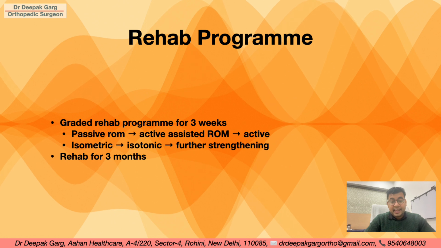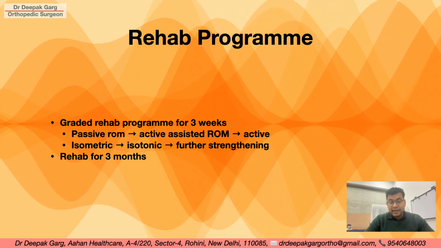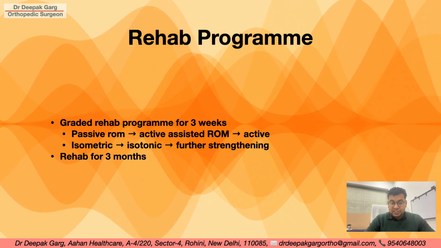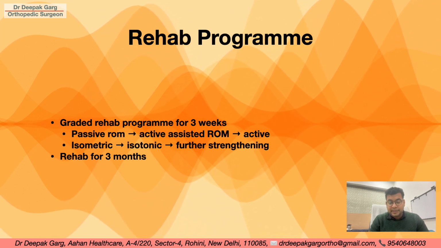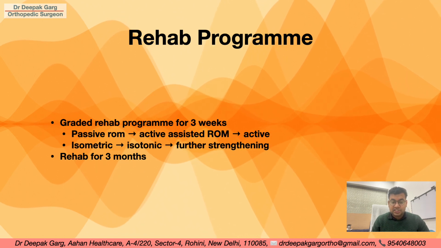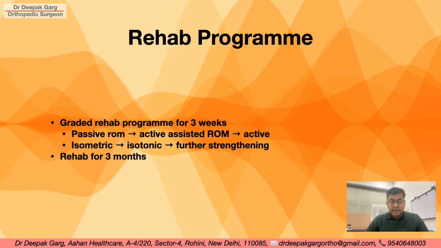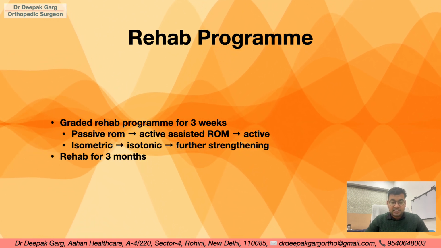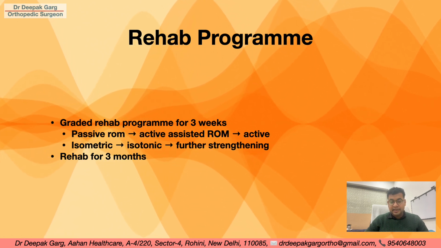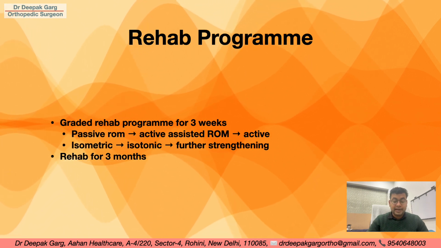So now what is the rehab program? If we follow the conservative treatment, we usually immobilize for 1 to 3 weeks. We start the passive ROM and active assisted range of motion. First we will start with passive range of motion of the shoulder after 3 weeks, then we will use active assisted range of motion, then active range of motion. Simultaneously we will start with isometric, then isotonic, and then further strengthening with TheraBand and maybe some weight. And then we will rehab for at least 3 months before the patient goes back to activities of daily living or at least sports.